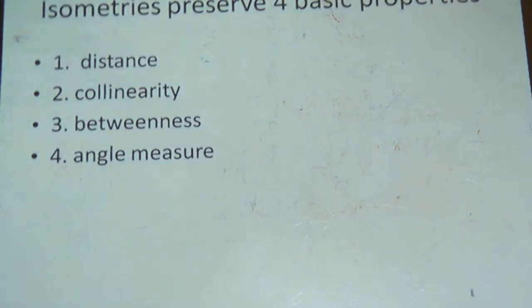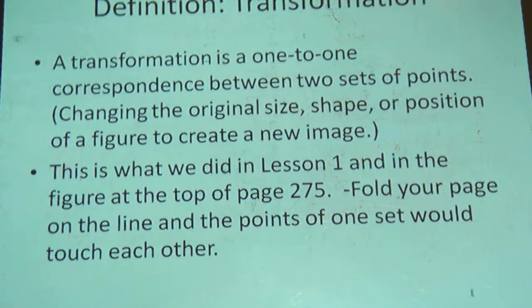So anyway, we're going to go into isometry now. Isometries preserve 4 basic properties: distance, collinearity, betweenness, and angle measure. We already talked about in our last lesson how it preserved distance through a line. And so now we're going to show how it preserves collinearity, betweenness, and angle measure.